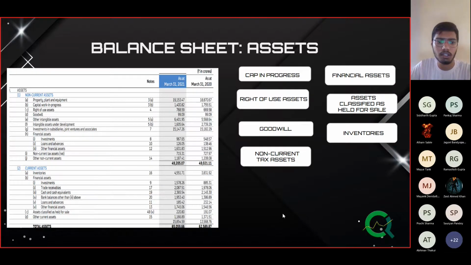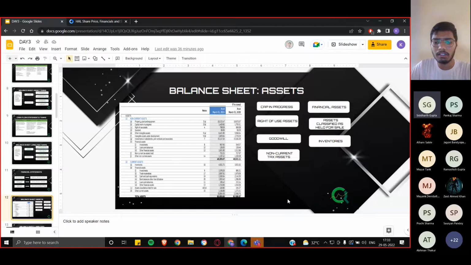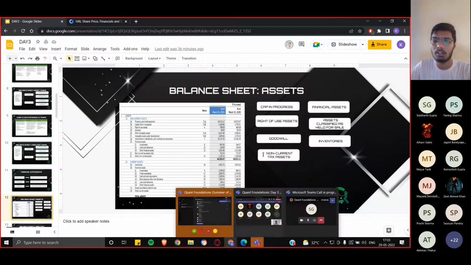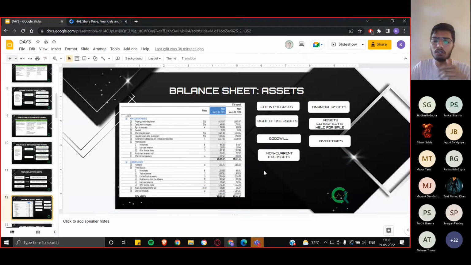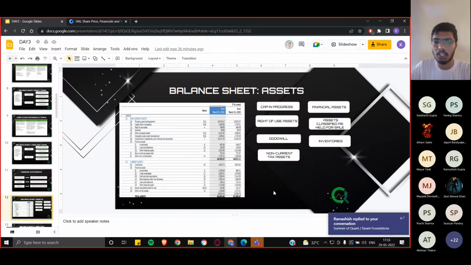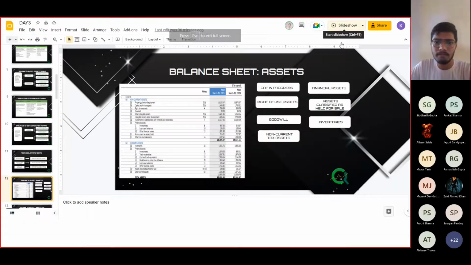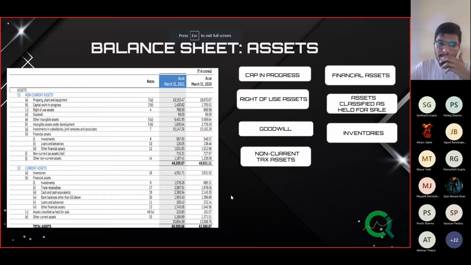Are there any doubts in non-current assets? There might be new terms in the balance sheets of other companies, but you can just Google it and learn as much as you can. Okay. Are there any doubts? Non-current assets. Okay, let's move to the current assets then.